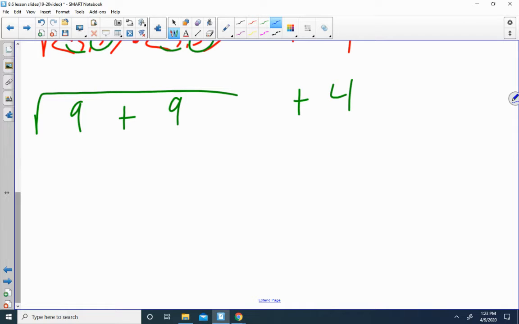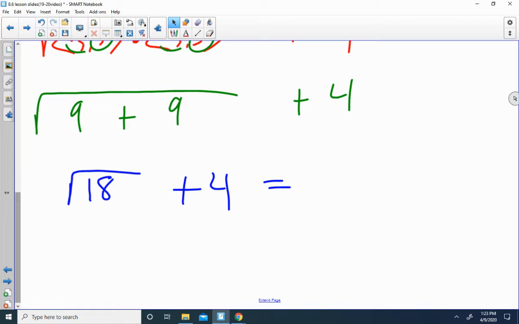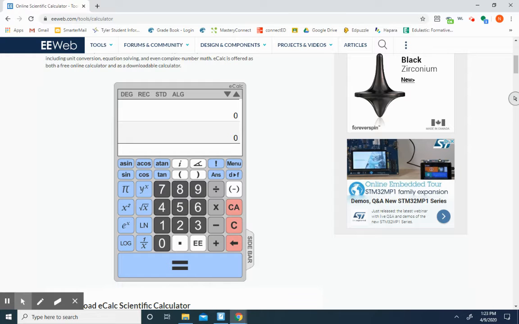So then 9 plus 9 gives you 18. So you just got to do the square root of 18 plus 4. And yes, you'll have to compute that all the way, and HOX will ask for decimals. So let's go to our handy dandy calculator. You guys have seen this calculator tons of times already.